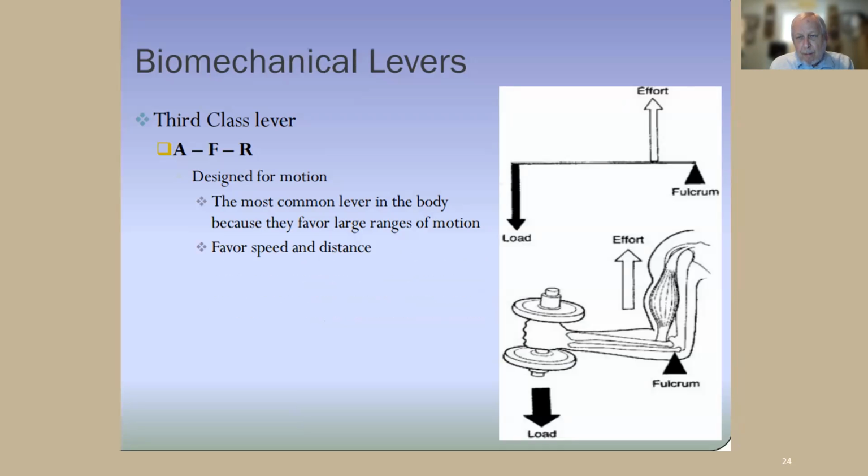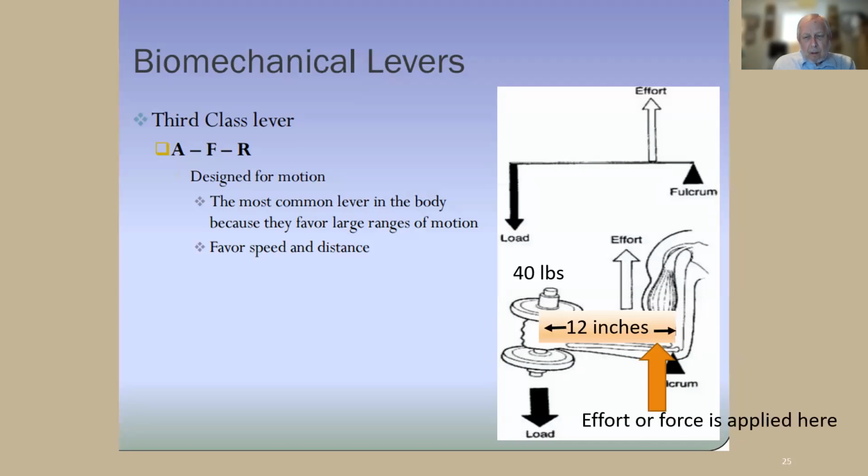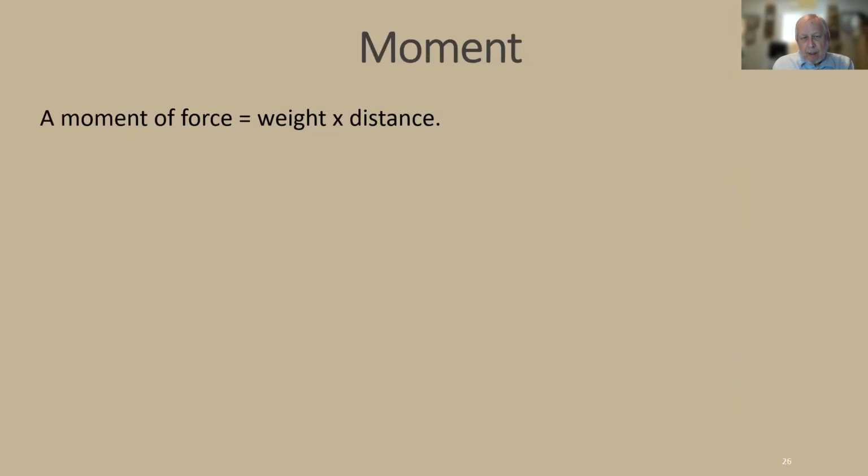So there's your arm. You can see in the drawing above it where the effort is and the fulcrum is. The fulcrum is the elbow, and the load. So it takes a lot more effort, but what do you gain? You're going to gain distance and speed on that end of it too. So that's 12 inches. The effort's applied, our force is applied here.